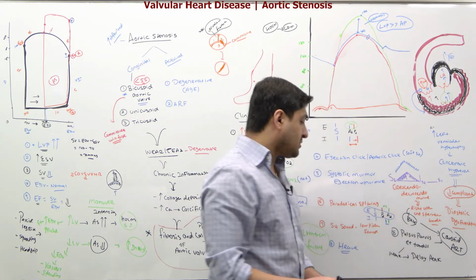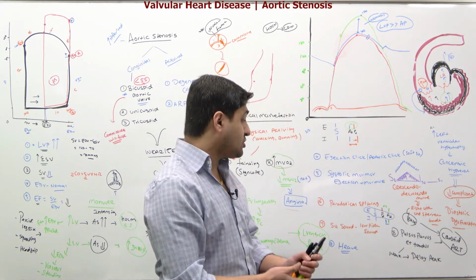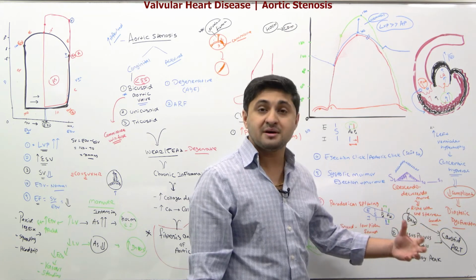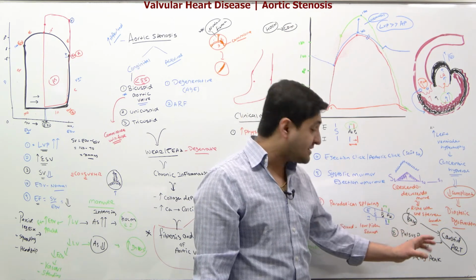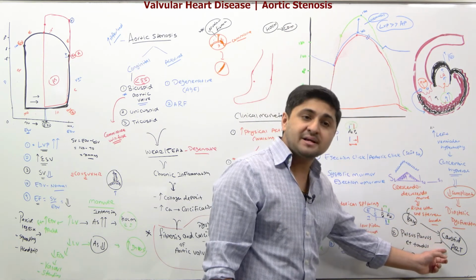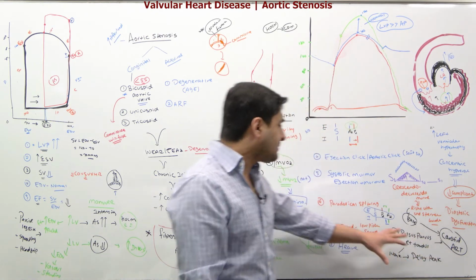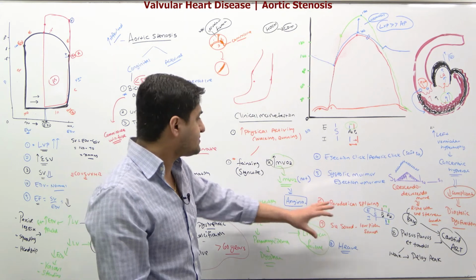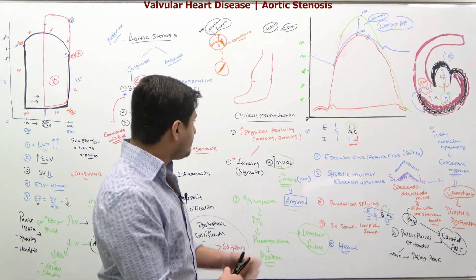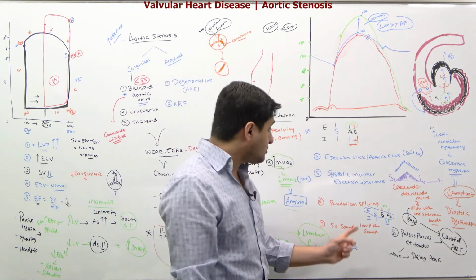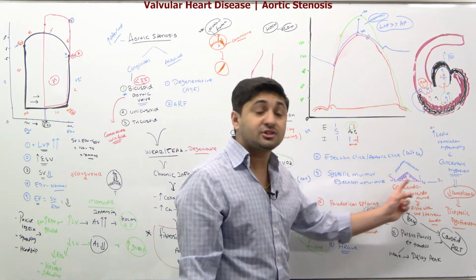So please remember pulsus parvus et tardus, which is a weak, delayed peak, right? And also this murmur is best heard at the base, or second intercostal space, right? That's where it's best heard. And please remember, these classical signs and symptoms are most important for you to remember. Make sure you know physical activity, syncope, angina, and the systolic ejection murmur, crescendo and decrescendo.